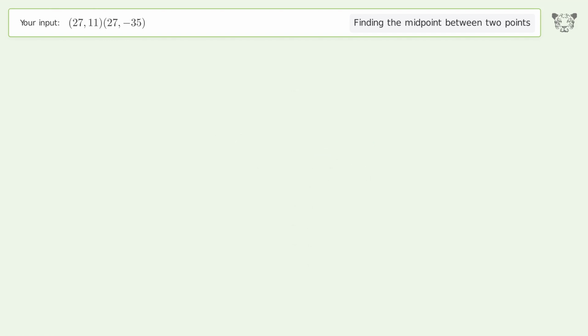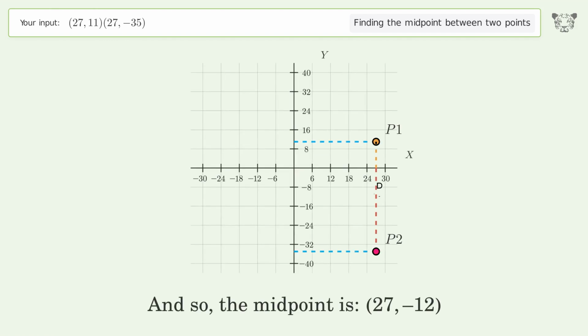And so, the midpoint is 27, negative 12.